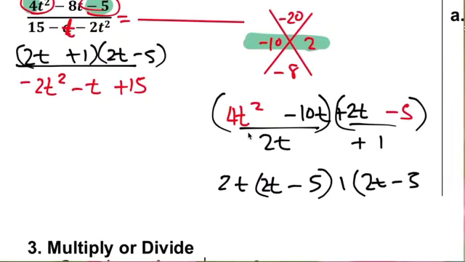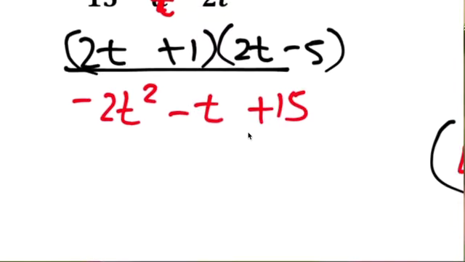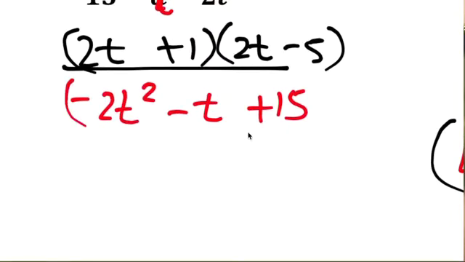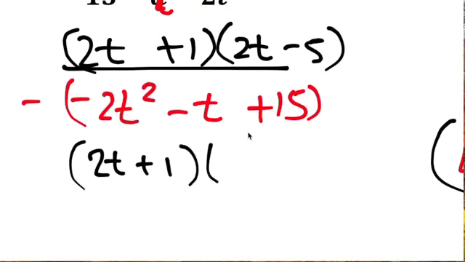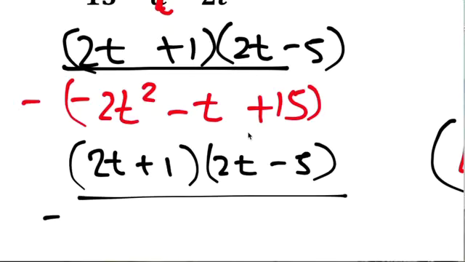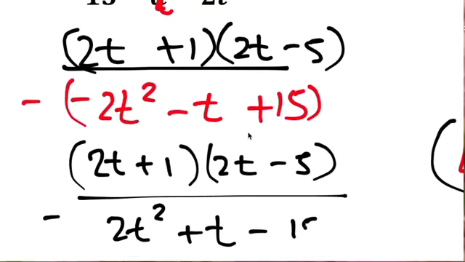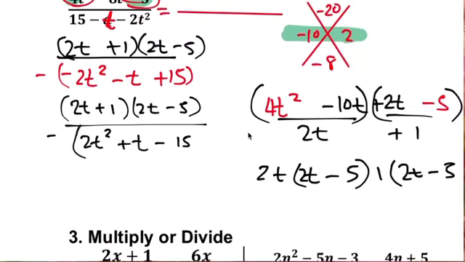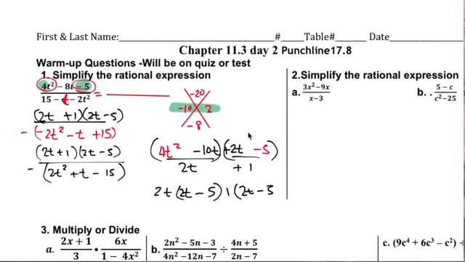First factor out a negative. We don't want the leading coefficient to be negative, so first factor out a negative 1. So we get, let's leave the numerator the same, 2t plus 1 and 2t minus 5. Factor out a negative, you get 2t squared plus t minus 15. Okay, and then you can factor this out by grouping.